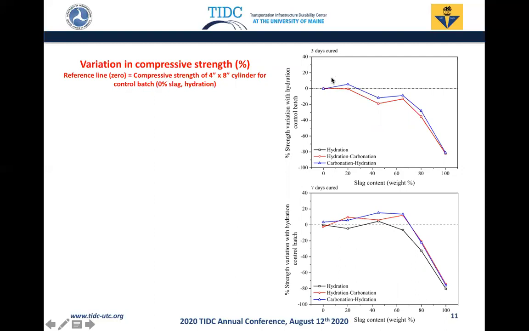Here, after 3 days, we can see some improvement at carbonation plus hydration at 20%, but after that, we see decrease in comparison with the control batch. But after 7 days, here we can see some improvement at carbonation hydration, blue line, until 60%. After that, we see decrease. The same, almost the same for hydration carbonation. The red line, we can see some improvement until 60% and then decrease.